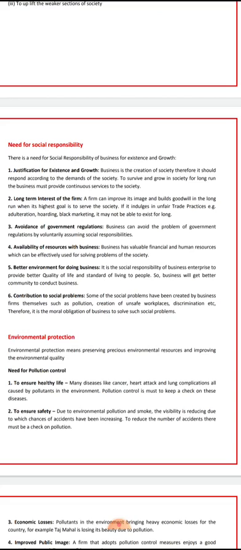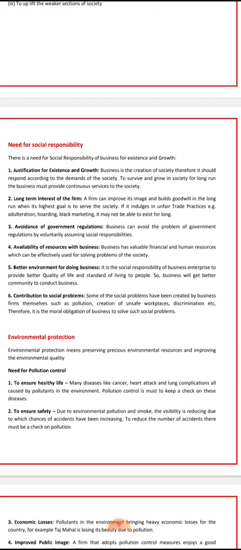Business is the creation of society, therefore it should respond according to the demands of the society. To survive and grow in society for the long run, the business must provide continuous service to the society. This point says that if a business wants to continue its life for a longer time, then it must provide good services to the society members.